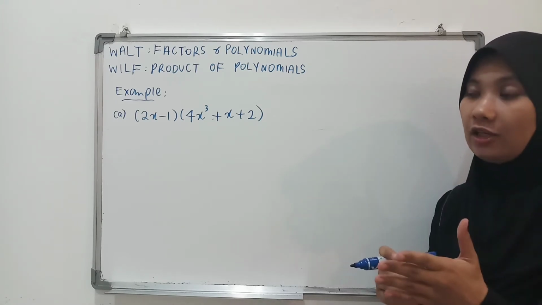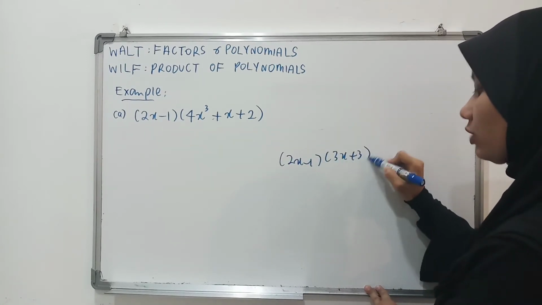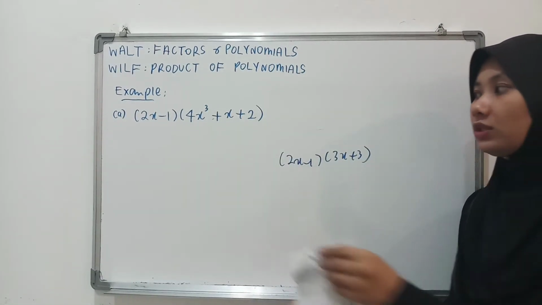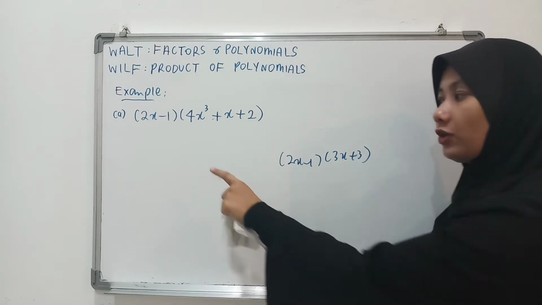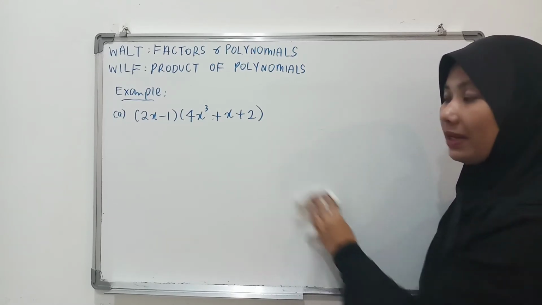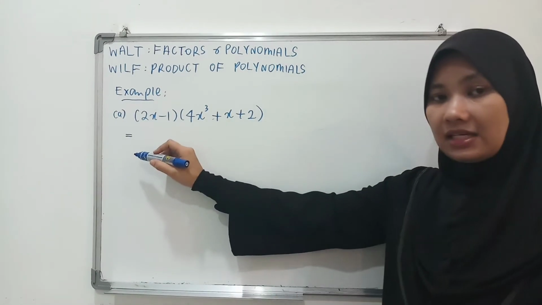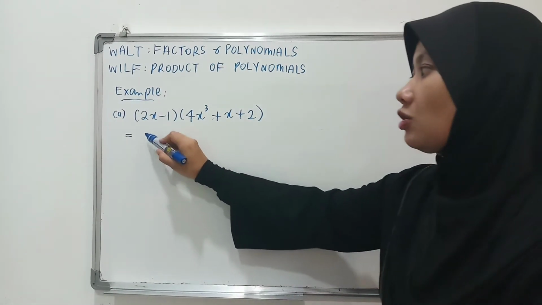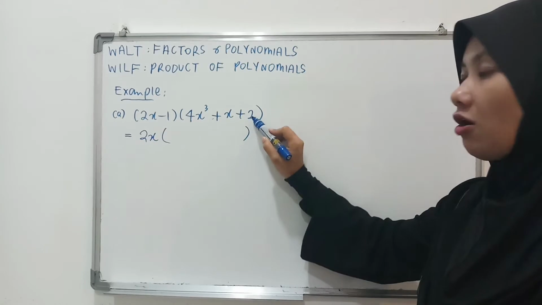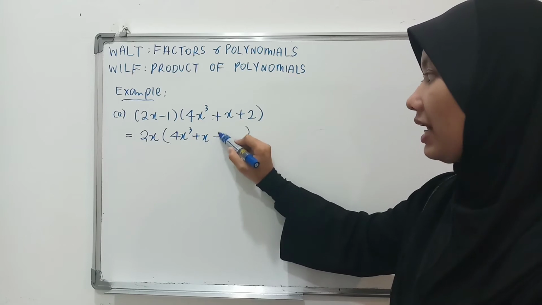Remember, previously you dealt with something like 2x minus 1, and then 3x plus 3. That is the previous normal question. But for this chapter, we have more than 2 terms in one bracket. Here we have 3 terms. So how do we expand that? You expand 1 by 1. I repeat the process again, as a repetition for you guys. You put 2x in front, and then you put the whole second bracket, which is 4x cubed plus x plus 2.